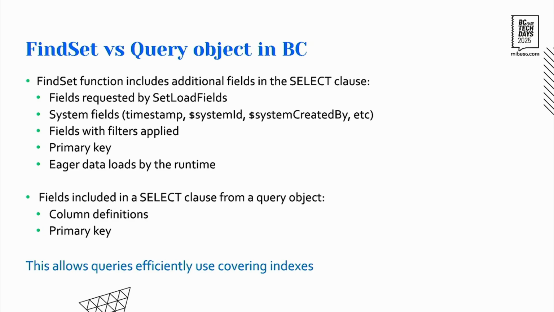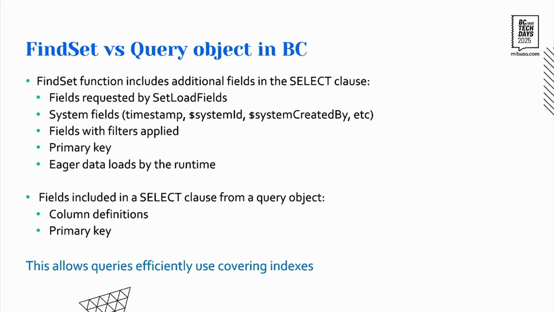We have system fields, the timestamp, which I think is RowVersion in AL. We have the SystemId, CreatedBy, CreatedAt, ModifiedAt, and so on. We have fields which filters are applied on, and the primary key. We have fields that the runtime decides are necessary. Maybe we had a JIT load and it added a few more fields to the select query. Maybe there are event subscribers with different functions adding fields to the loaded fields we defined. So it might be possible to add fields at runtime. So for a FindSet, we never really know what fields will be selected. So it's virtually almost impossible to have a guaranteed covering index.